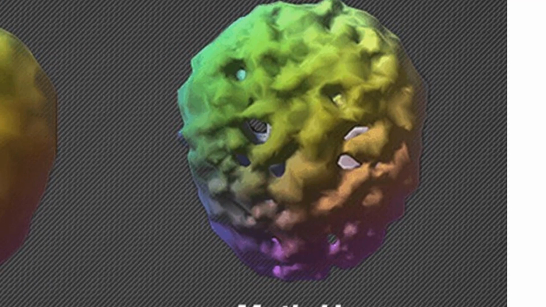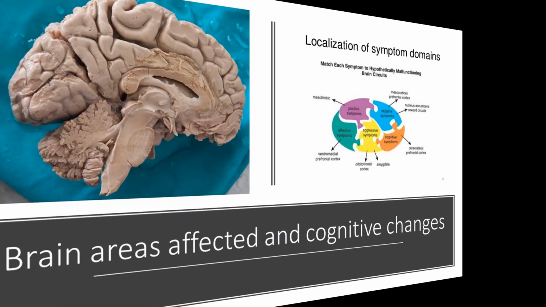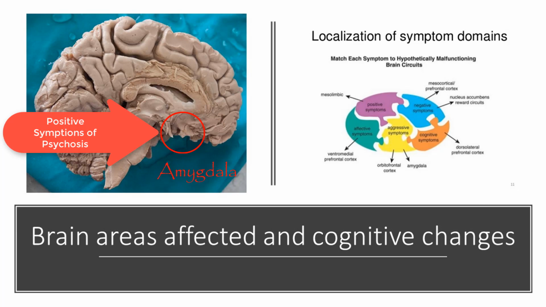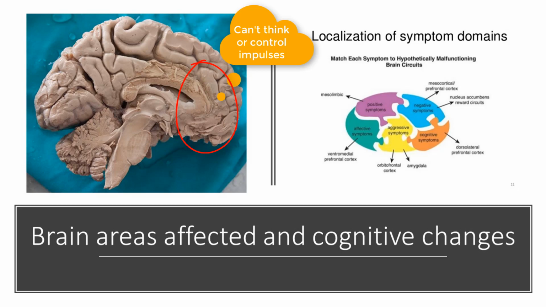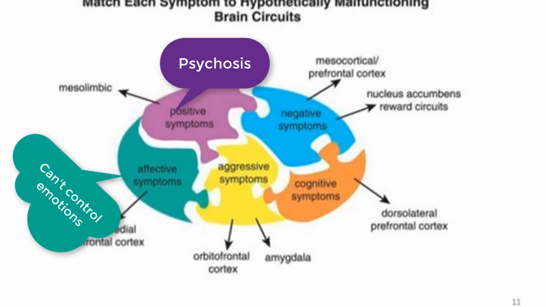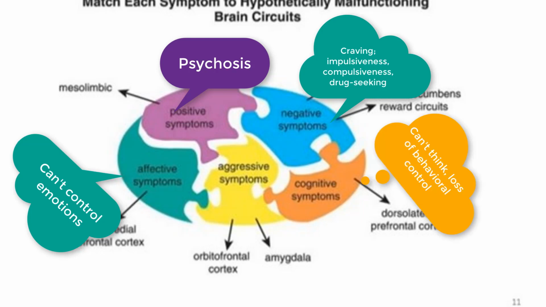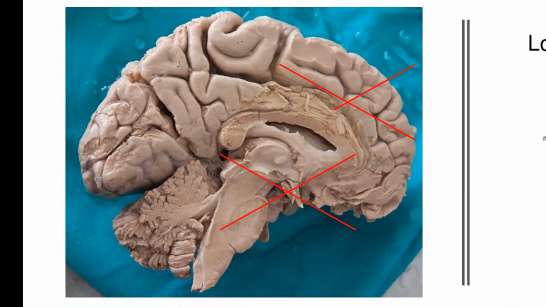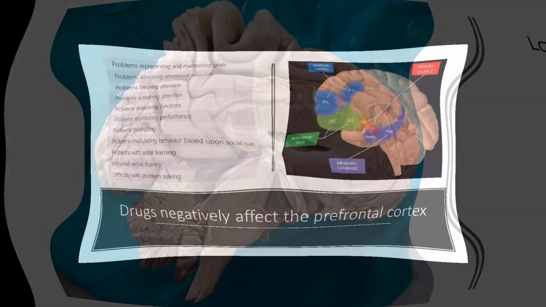Now let's look at what it does to human behavior. When we look at the things that it affects in the brain here, we can see that methamphetamine activates the amygdala. It also causes positive symptoms of psychosis, and it deactivates the prefrontal area of the brain, which means we can't think or we can't control our impulses. So when you have one excitatory, can't control my emotions, I have psychosis, craving, impulsiveness, compulsiveness, drug seeking, rage, anger, violence. It's a very dangerous sort of brain that we've created here with methamphetamine.